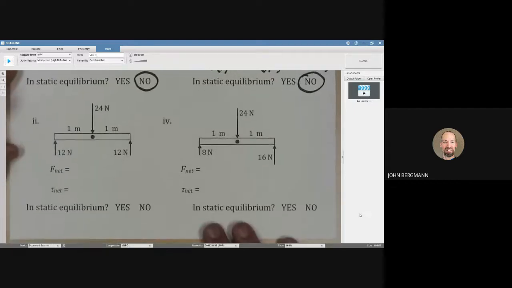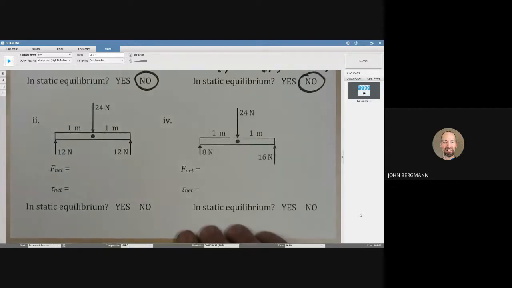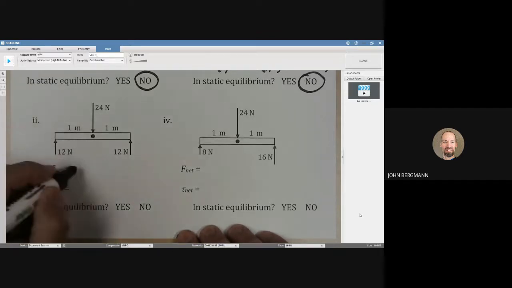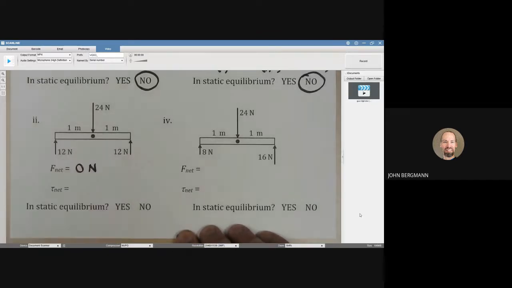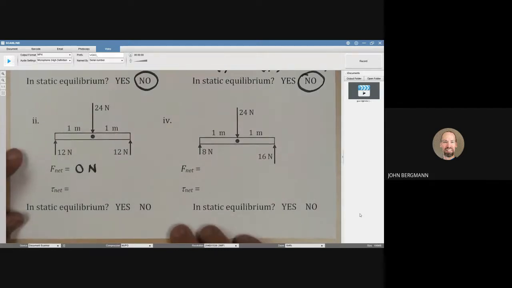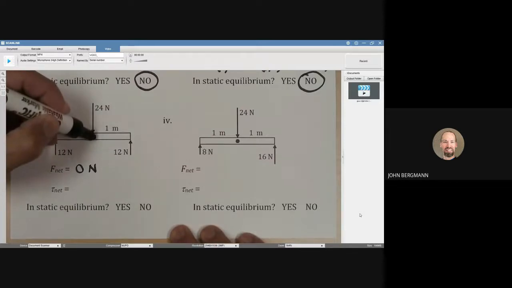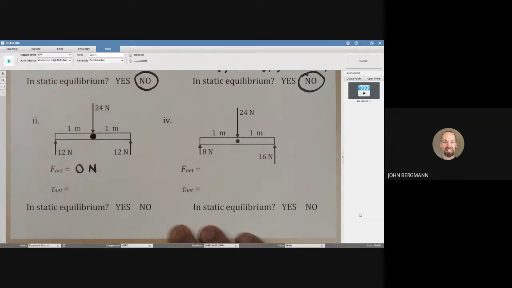How about these last two cases? Let's look at the one on the left. What's the net force on this? I'm seeing 12, 12, and 24 in the other direction. 0 net force. Static equilibrium? Well, we don't know yet. We have to decide what the torques are. What about the torques about that point right there? This 24 Newton force, 0 torque about this point, because that line of action passes through the point about which we are taking torques. So we don't have to consider that.